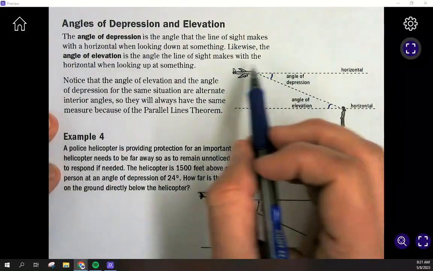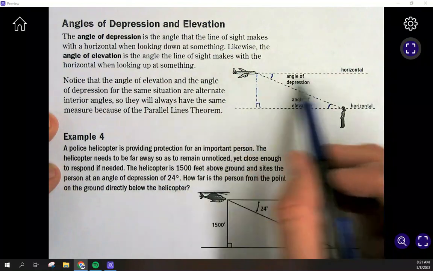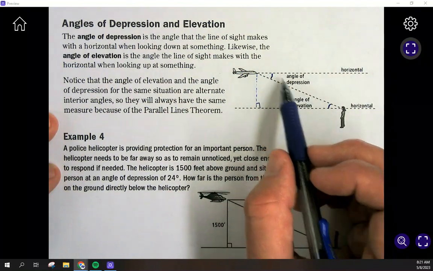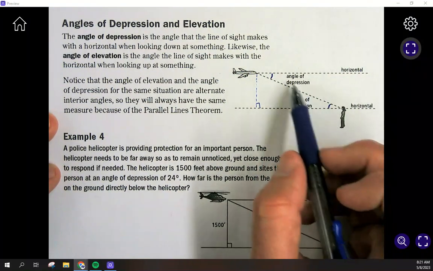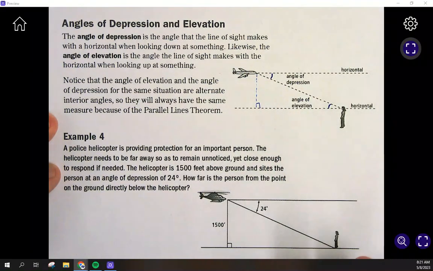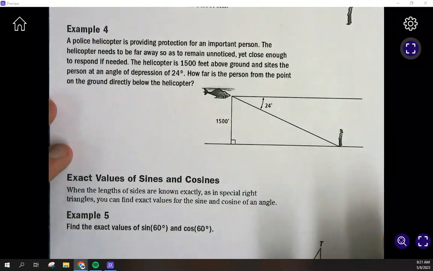And what you want to notice is we've got these two horizontal lines. They would be parallel to each other. That means that these two are alternate interior, so these will always be equal. Okay, so here's what it looks like in a problem.